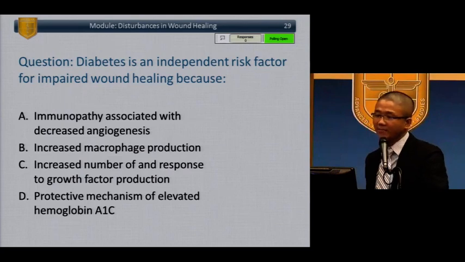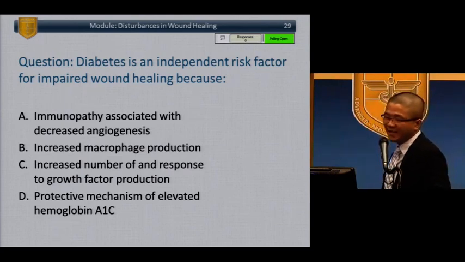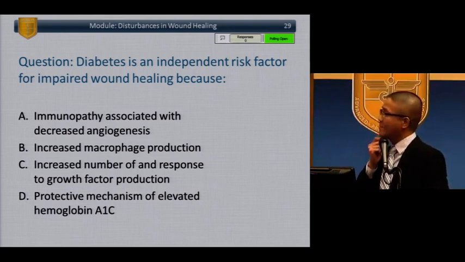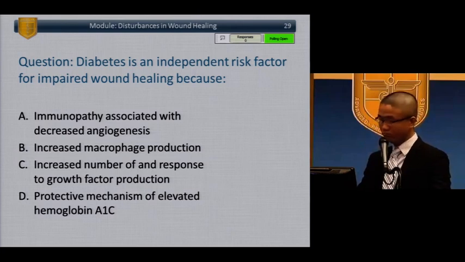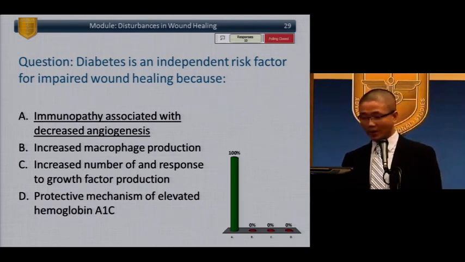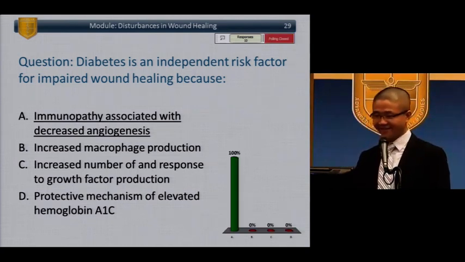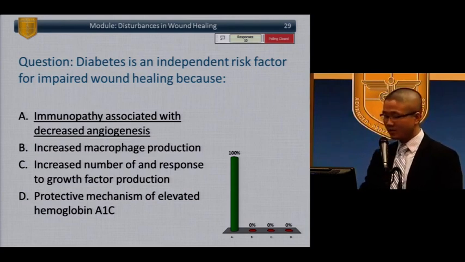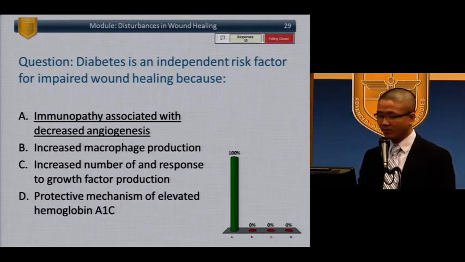All right, question time. Diabetes is an independent risk factor for impaired wound healing because... wow. Okay. All right. I don't need to say anything more. Okay, good. All right. Did everybody see, well, you all saw that, right? Okay.